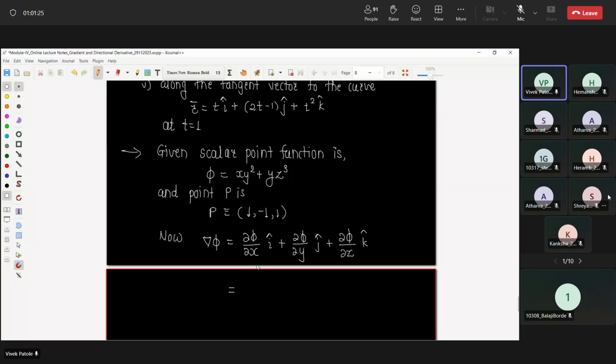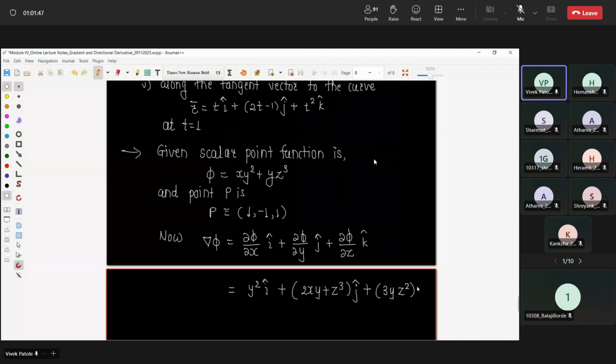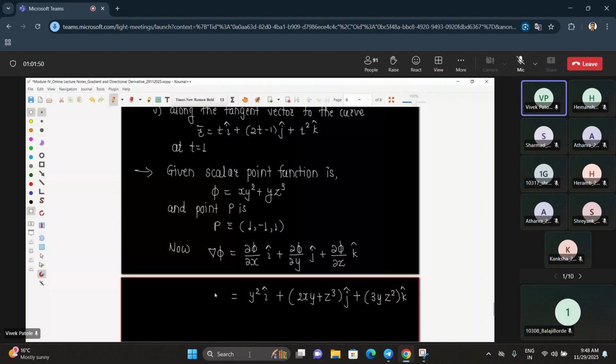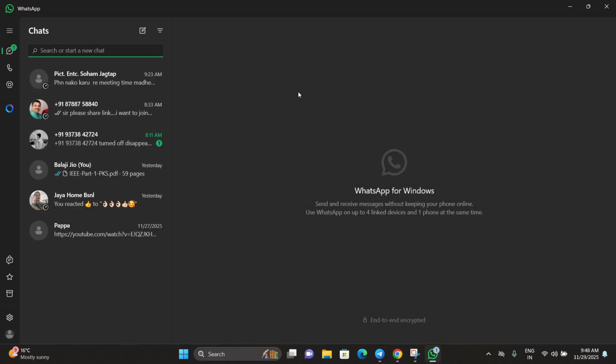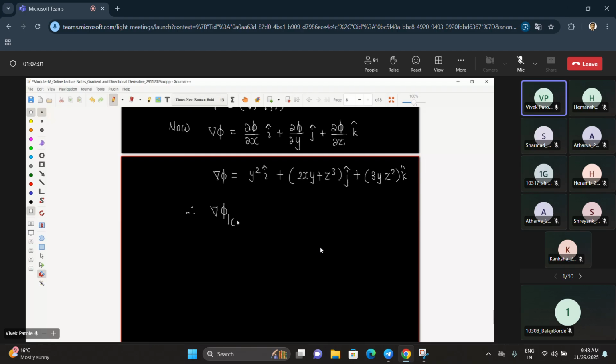Now dou phi upon dou x will be y square i cap, plus dou phi upon dou y will be 2xy plus z cube j cap, plus dou phi upon dou z will be 3yz square k cap. Am I right? Yes sir. Everyone got the same gradient, is it? Yes sir. Okay, only Himanshu, Gangras and Pal are answering. What about others?